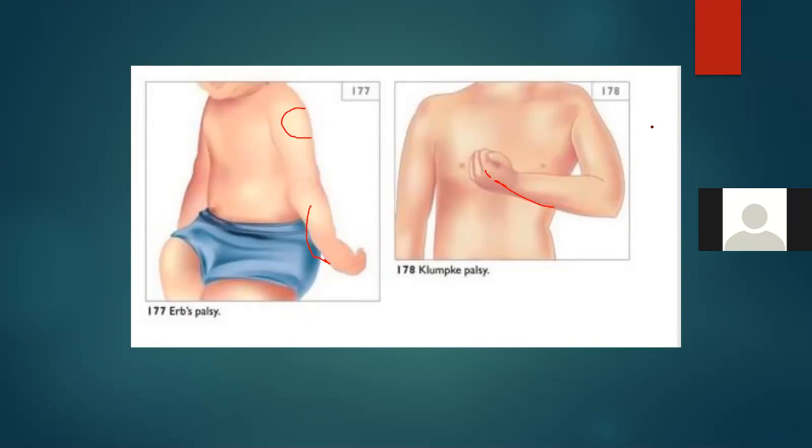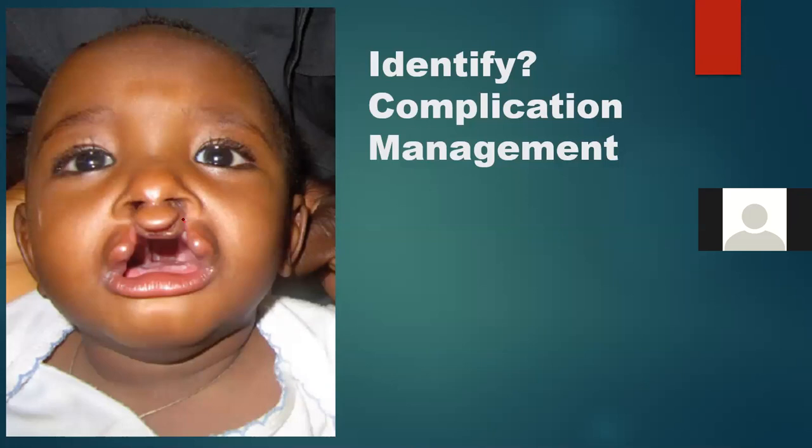Bilateral cleft lip and palate. Yeah, this is cleft lip and palate, and it's bilateral. We can see here the lip is affected and the palate is also affected. So it's bilateral cleft lip and palate. You can see it's bilateral.